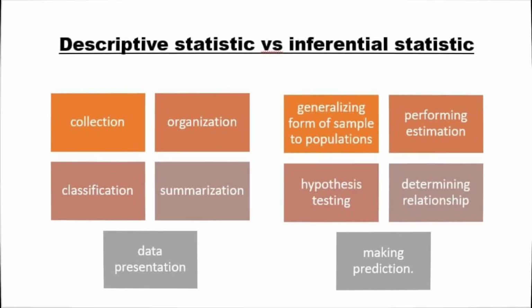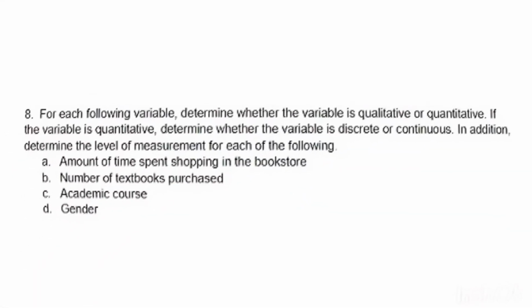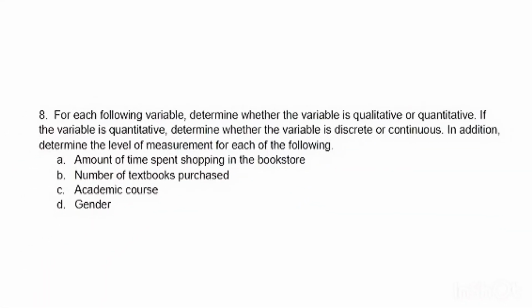Thank you. Question number 8. The question asks us to determine whether each of the following variables is qualitative or quantitative. If the variable is quantitative, determine whether the variable is discrete or continuous. In addition, determine the level of measurement for each of the following. A. Amount of time spent shopping in a bookstore. B. Number of textbooks purchased. C. Academic costs. And D.